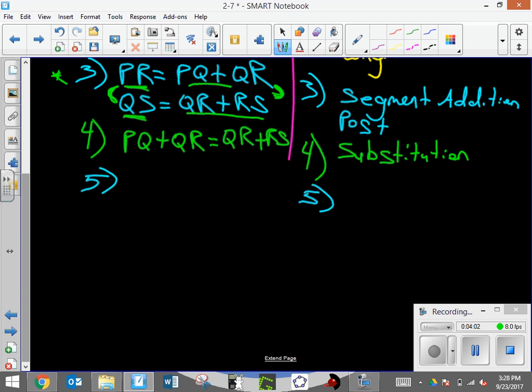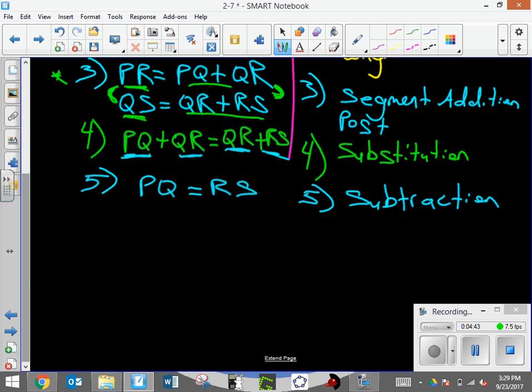Well, look at it for a little bit. I see a QR on the left, and I see a QR on the right. Those two things should have the same length. They're the same segment. QR is equal to QR. So if I subtract away QR on both sides, those two things will cancel each other. So let's say we subtracted QR on both sides. Well, if I subtract QR on both sides, I'm just left with PQ on the left and RS on the right. And technically we use the subtraction property. So I'm going to say subtraction over here.